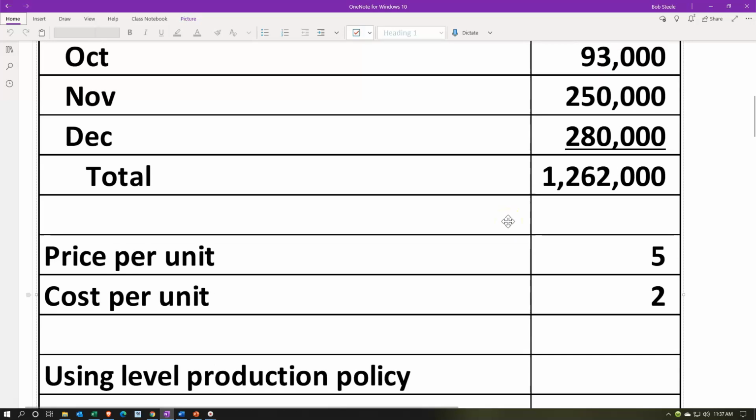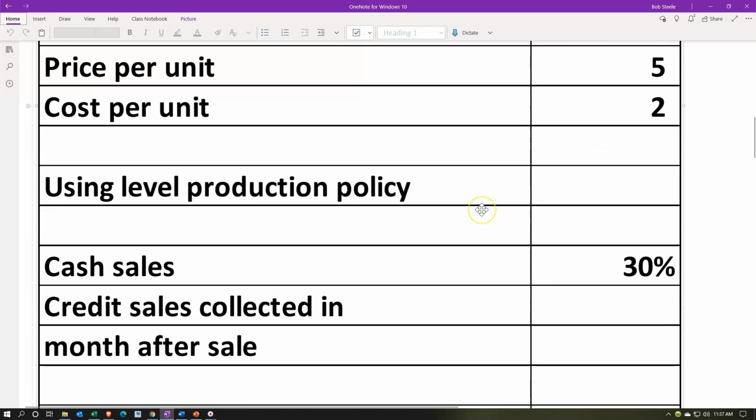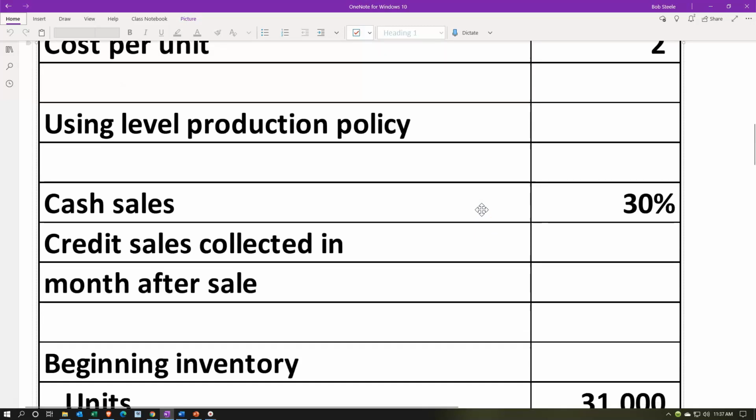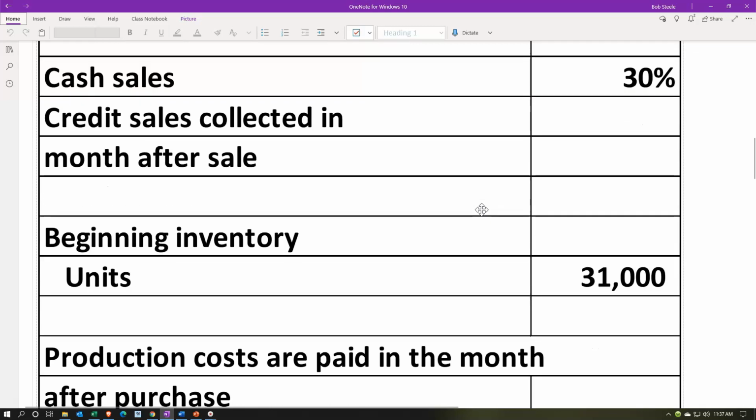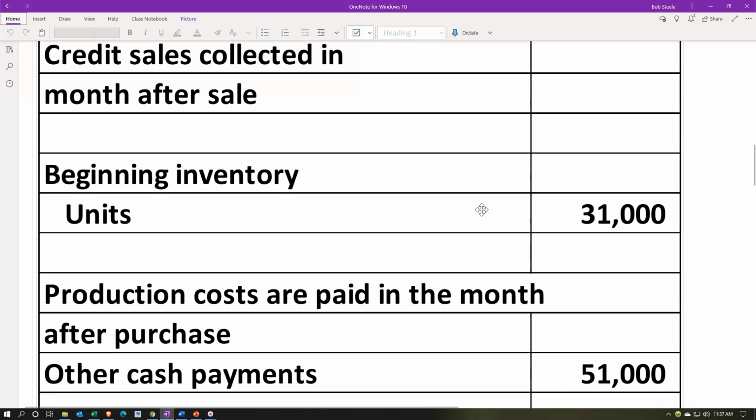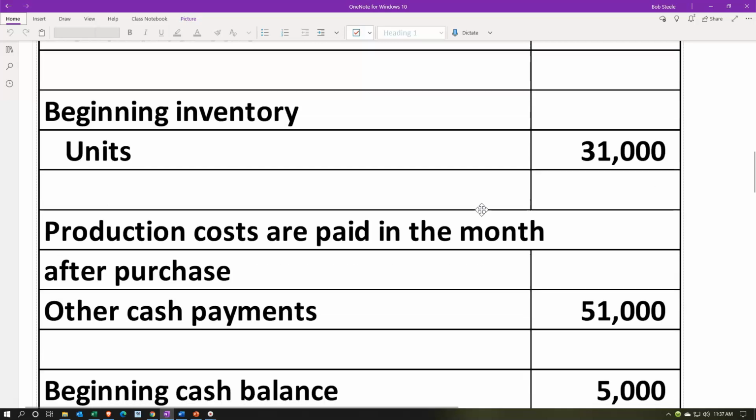So pros and cons to either method, but we're going to be doing the level production process. So the cash sales are going to be 30%. So the sales that we make, 30% are going to be cash related. The credit sales are collected the month after the sale. So when we make a credit sale, that means we're going to be collecting on it the month after the sale was made. Beginning inventory in units is 31,000.